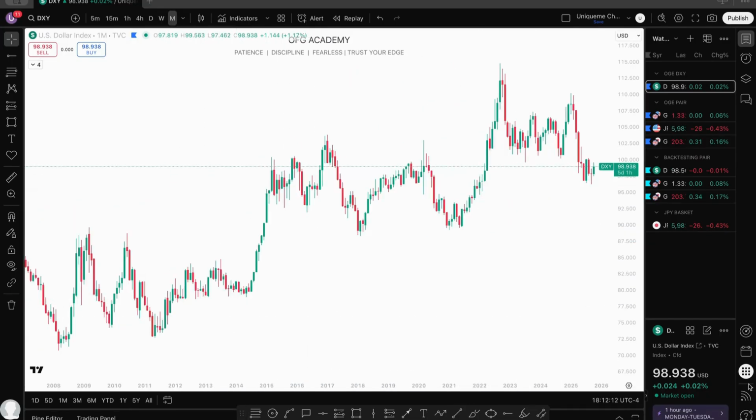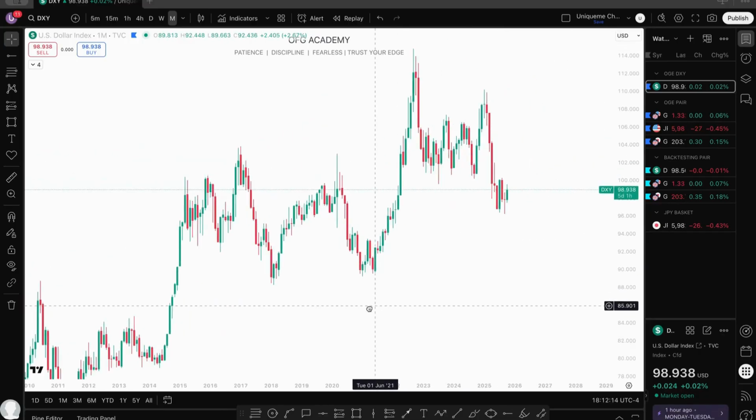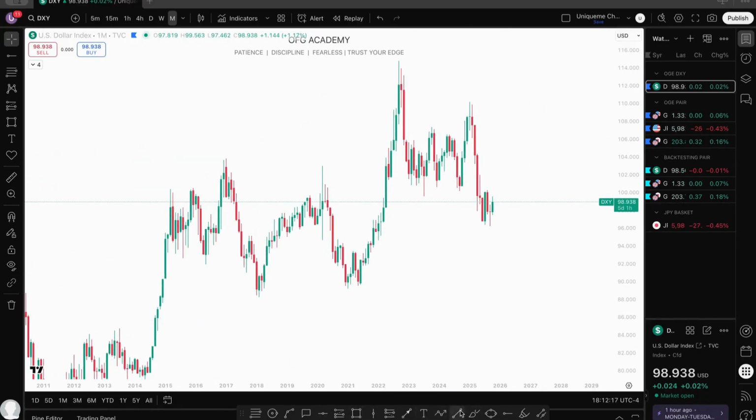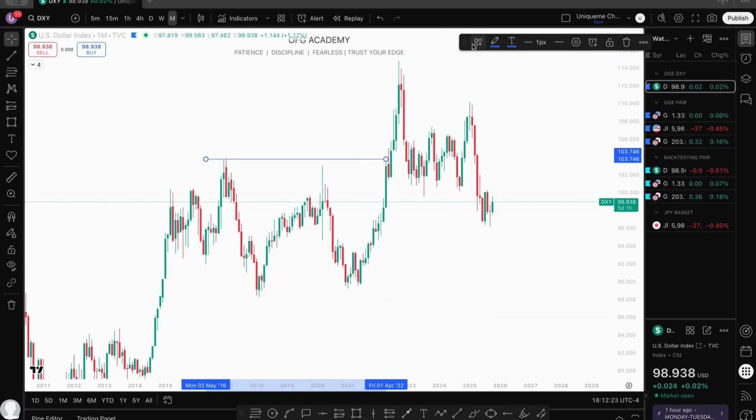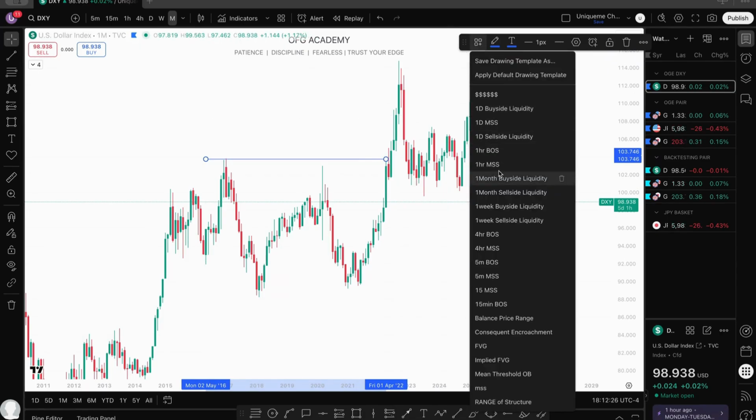Now, if I shrink this chart very well, right? I know that price is on a bullish momentum. That is the first thing I should look for. What trend is price in? Price is on a bullish momentum, a break of structure, buy side liquidity has been taken out.